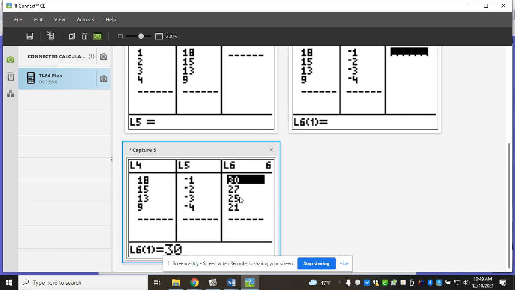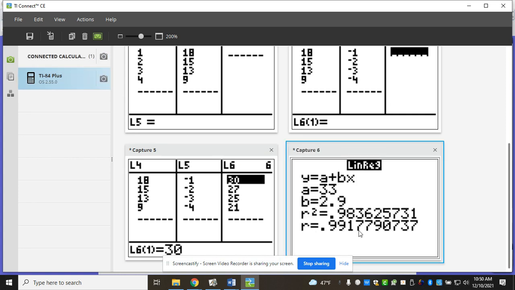And then do stat calc 8 of list 5 versus list 6. And then let it do it again. And my R is now the exact same thing I started with, but positive.